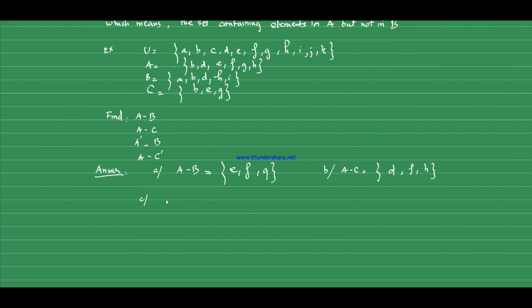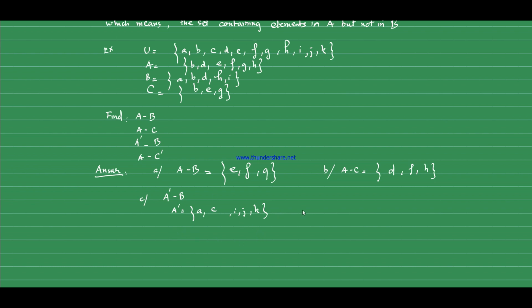Now, the complement of A minus B. So in the complement of A but not in B. First of all, we need to find the complement of A, which we compare with the universal set: whatever is outside A. So it should be A, C, I, J, K. J and K are in the universal set but not in A, so they are in the complement of A.